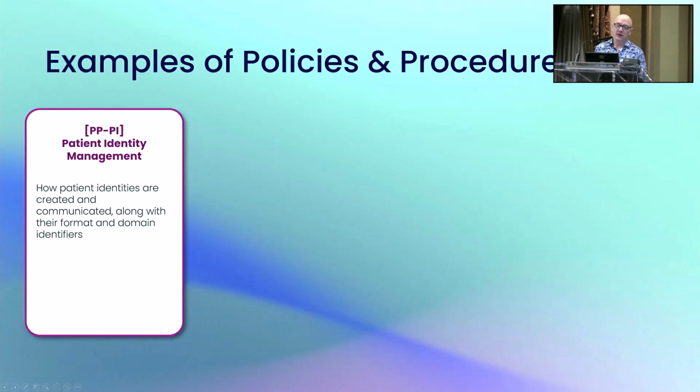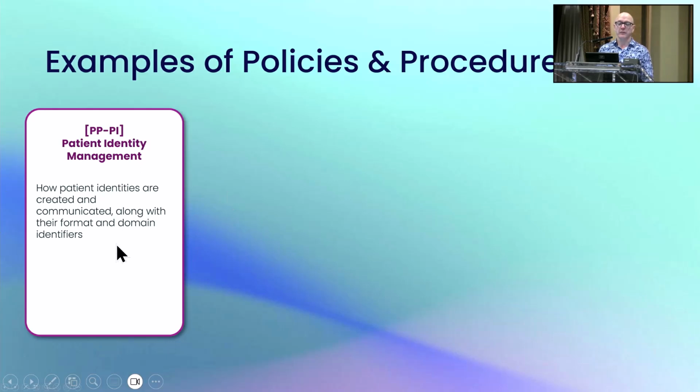Some examples: having a policy around patient identity management and having procedures for how we create patient identities, what systems can do it, how we describe them, what the domain qualifier is. How do we do cross-referencing across those? All of those things. What records have to include that? How do we update it, do merges, all that kind of thing.